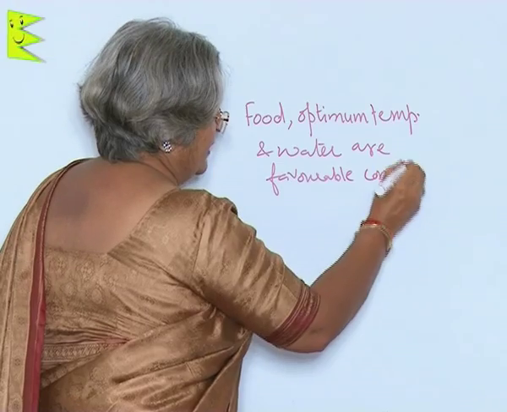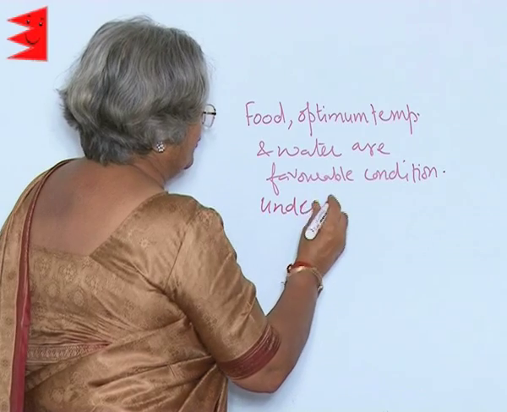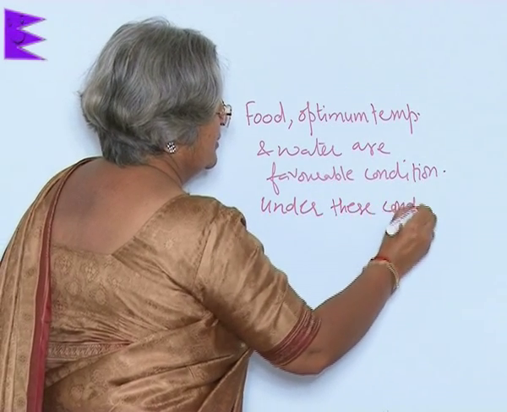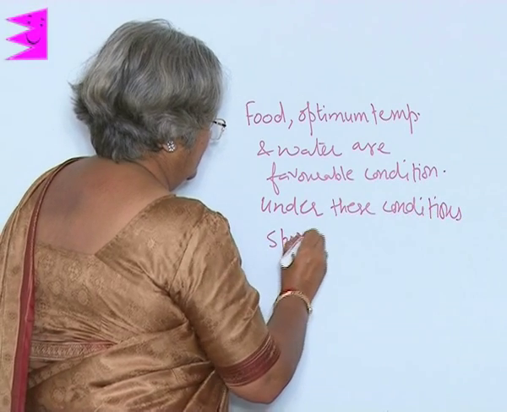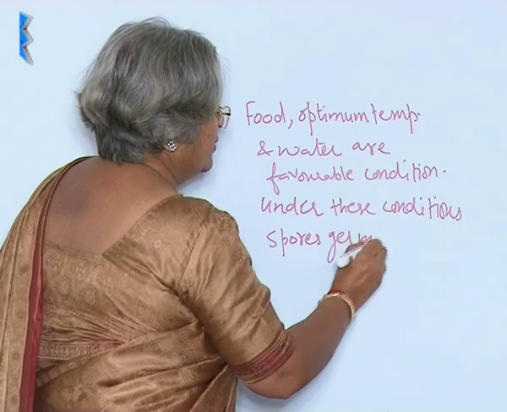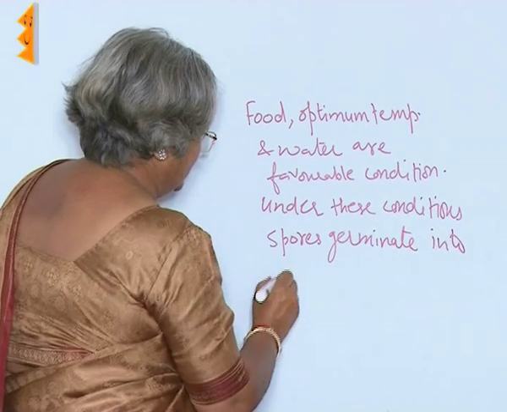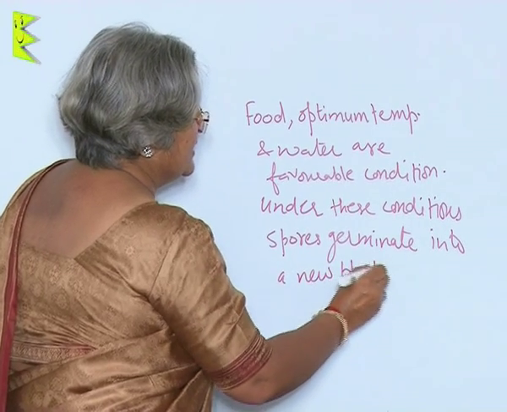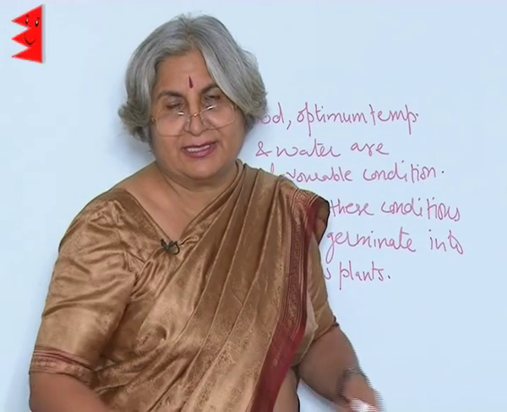Under these favorable conditions, the spore germinates into a new plant. So, in a way you can say that spores behave like seeds. The only difference is that seeds are formed on the flowering plants and they are larger in size.